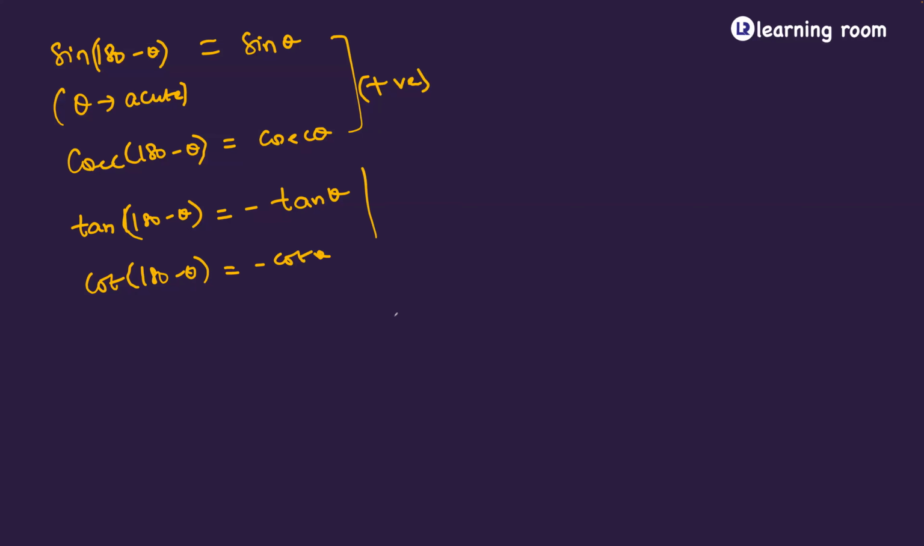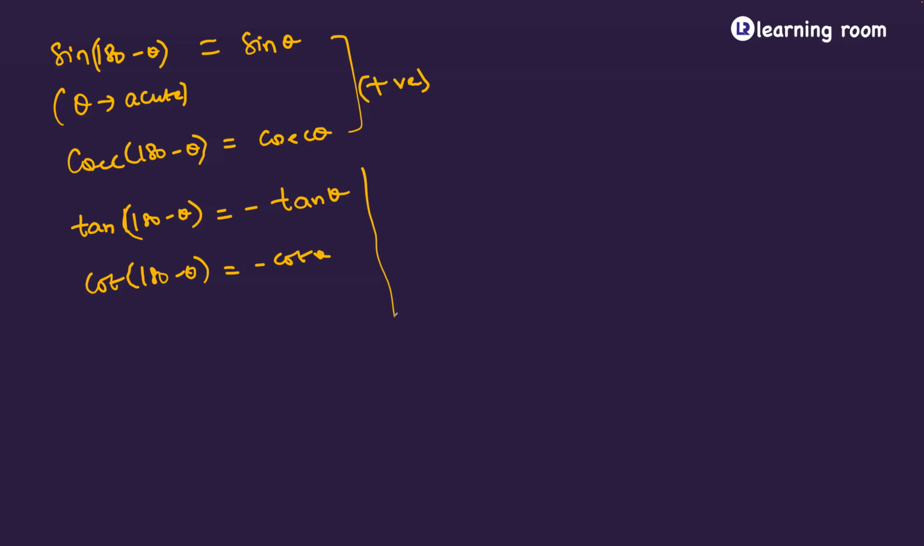So here you're able to observe that the trigonometric ratio remains the same because it is supplementary. So it can either be supplementary or multiples of supplementary. For example, 180 minus theta, 360 minus theta, 540 minus theta, everything is an exact multiple of 180. So in that scenario, the trigonometric ratio will be the same.